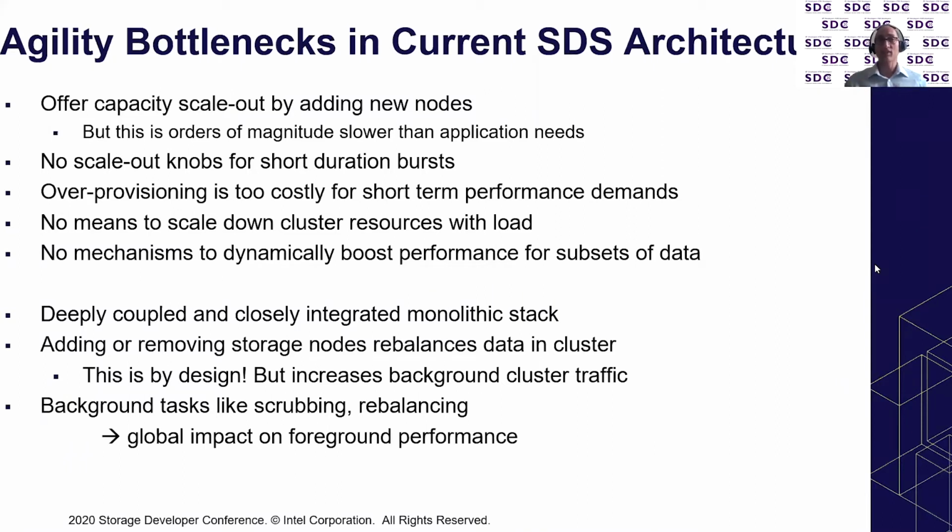Another aspect is if we say, hey, somehow I can add and remove nodes really quickly, you encounter this other issue where data is rebalanced within a cluster. Now note that this is by design. The intent there is to make sure the data is uniformly distributed so that no one node experiences overload. But for the kinds of applications we are talking about, dynamic applications where short duration performance boosts are needed, if you try to meet that need by adding nodes, and there is an increase in background traffic because of rebalancing, that just defeats the whole purpose of adding the new node.